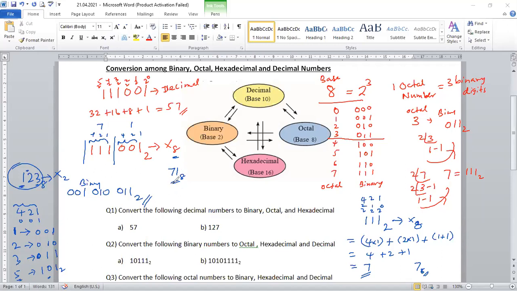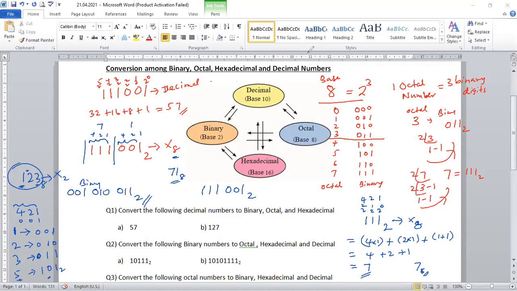So I have revised everything we have learned in the lesson. 71 is the octal value of this binary number. So the same thing.